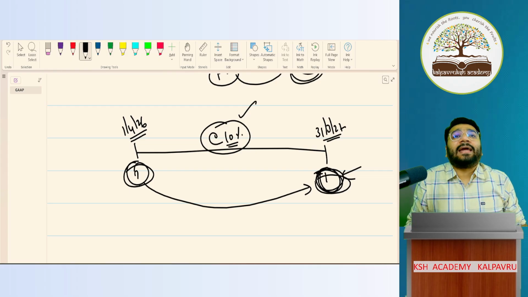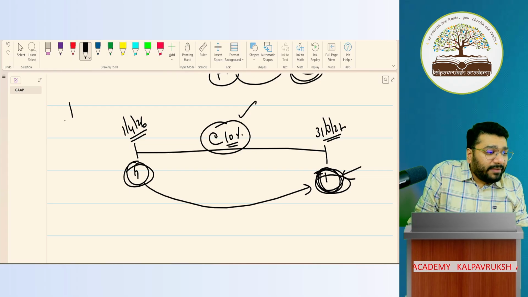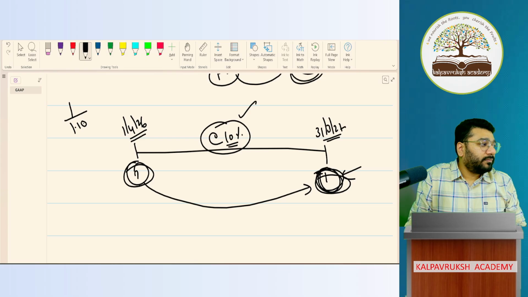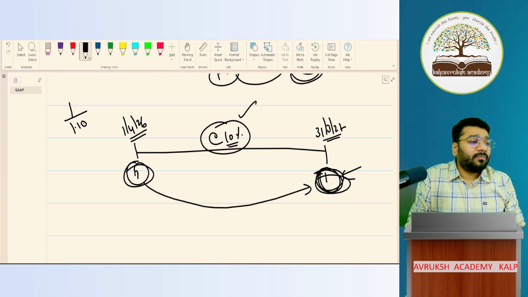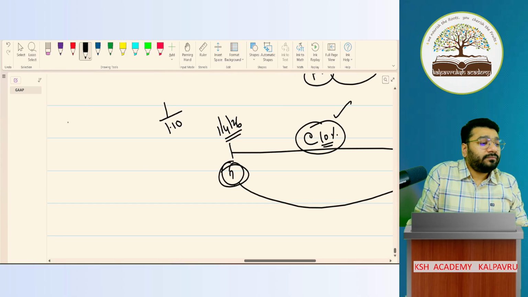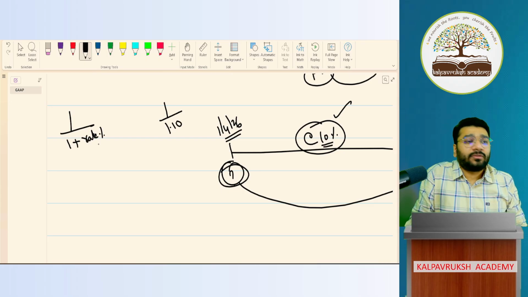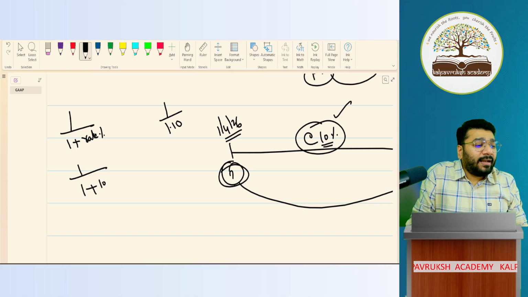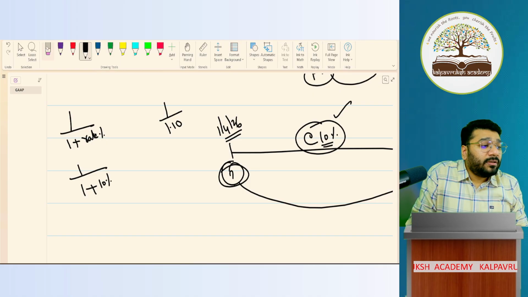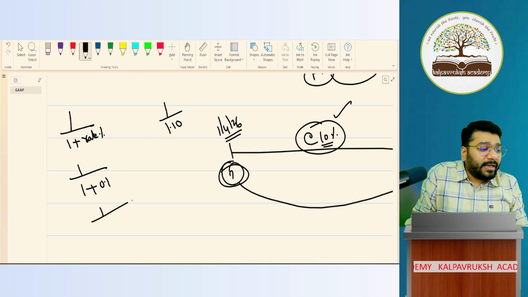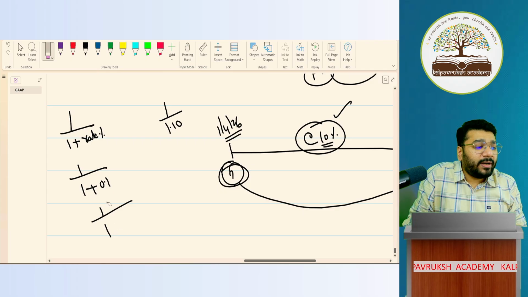For that, you have to take your calculator. 1 divided by 1.10. 1 divided by 1 plus the rate percentage. 1 divided by 1 plus 10%. What is 10%? 0.1. So 1 divided by 1.10. 1 plus 0.1 is 1.10.